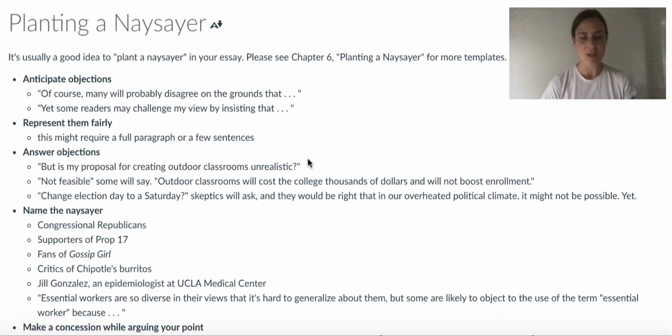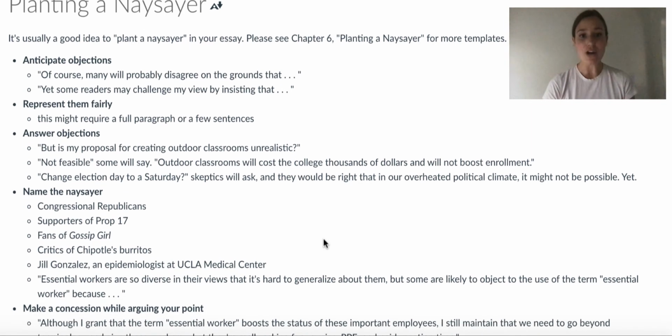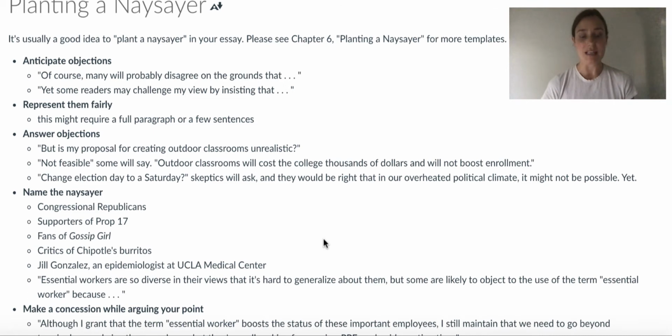You can also let us hear your opposition directly, so you can actually have a naysayer speaking in your essay. A hypothetical naysayer, or you could actually bring in the exact words of a critic or a writer or a politician. "Not feasible," some will say. "Outdoor classrooms will cost the college thousands of dollars and will not boost enrollment." Here we can actually hear and see exactly what a naysayer might argue.